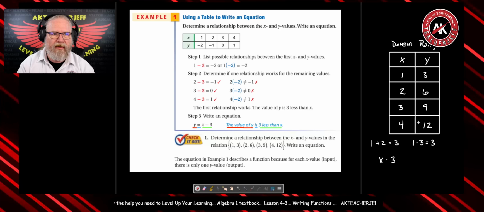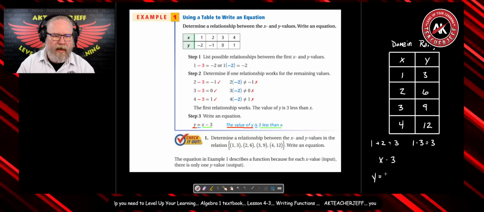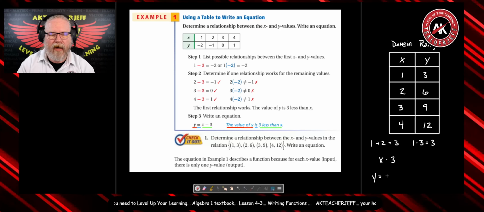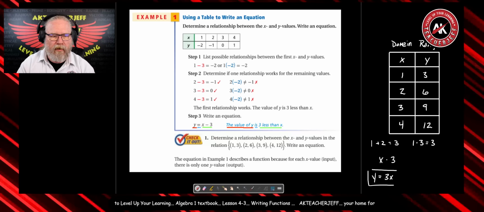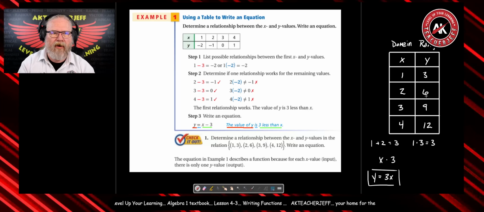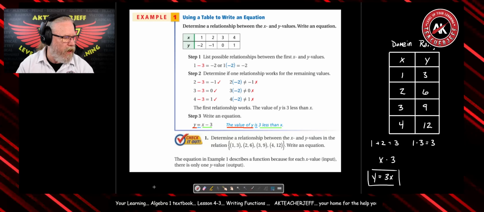So if we want to know what the value of y is over here, we would have to take, well, we don't want to put x3. We would be better off to do 3x. So this would be our equation that would describe the rule that we see here in the table.